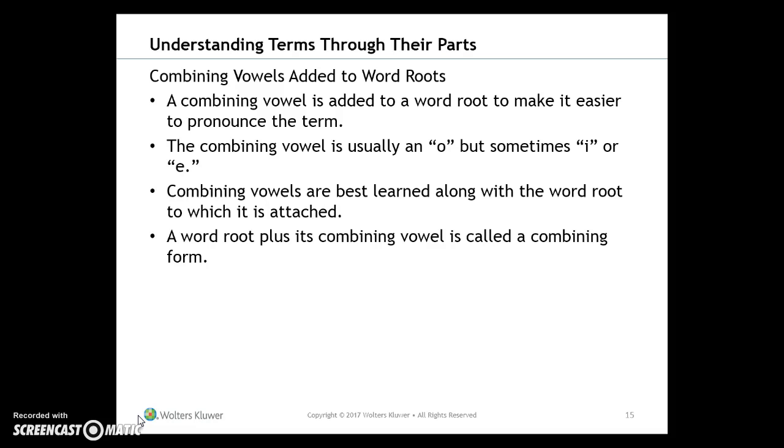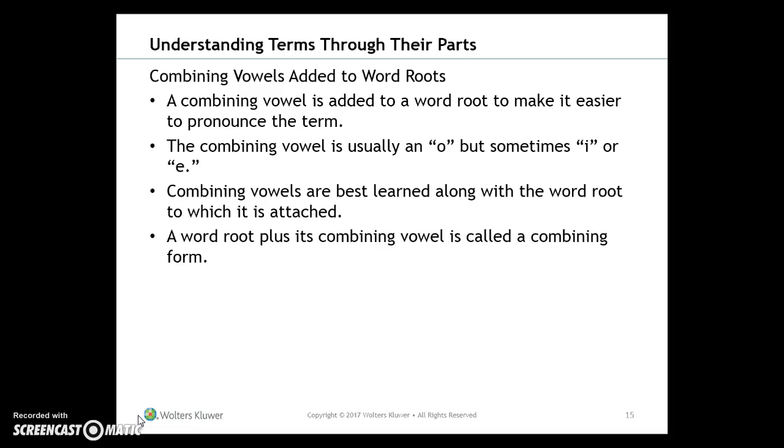So previously I talked about a combining vowel is added to a word root to make it easier to pronounce the term. And if you remember, some of our word groups like cardi or cerebr or crani or dermat or gaster, adding the combining vowel O on the M very often makes the combining form much easier to pronounce.